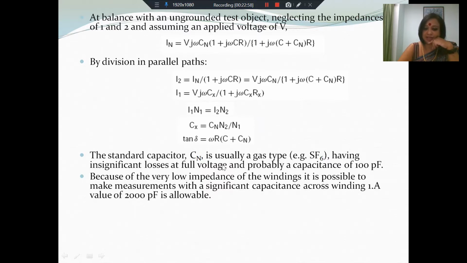Cn is the standard capacitor. It is usually a gas type. For example, you might be using SF6, and this must be a capacitor which has insignificant losses itself. At full voltage, it should not have very significant losses, because we want to only measure the losses which happen in the test specimen. So at full voltage, this can have a capacitance of the order of 100 picofarads. Remember, because of the very low impedance of the transformer windings, with this instrument it is possible to make measurements with very high capacitances. So we may be able to measure even up to 2000 picofarads in one test with this kind of equipment.